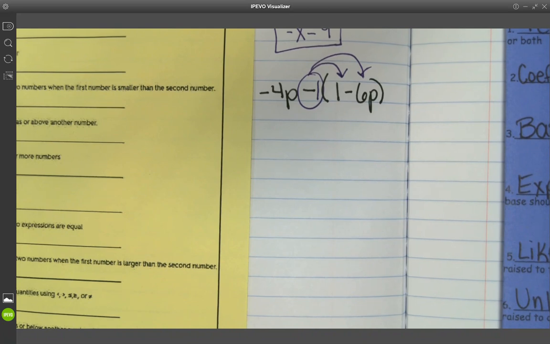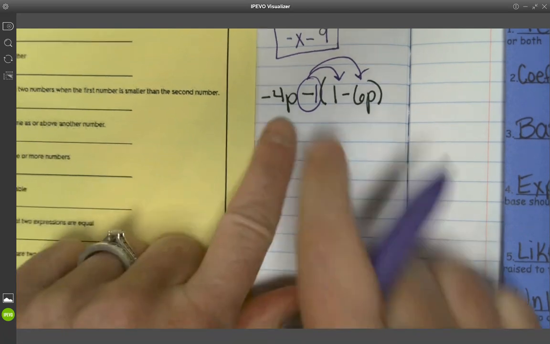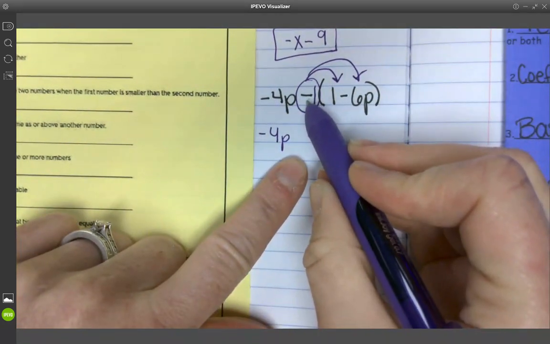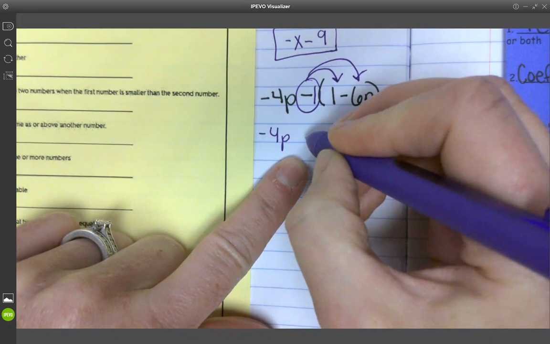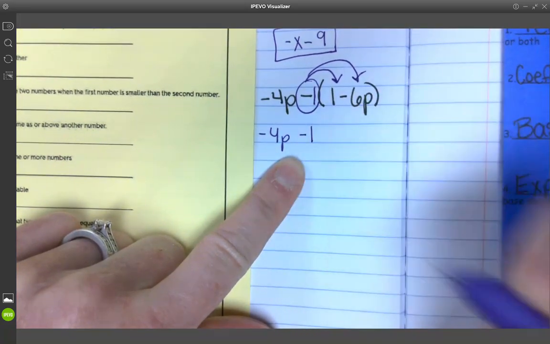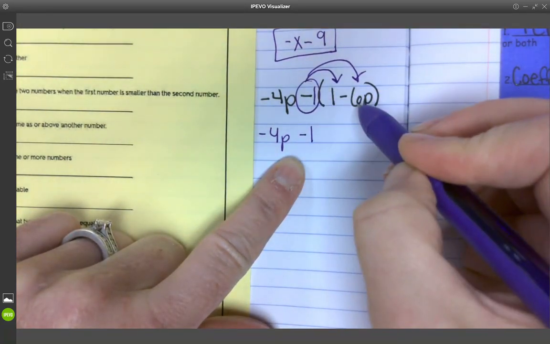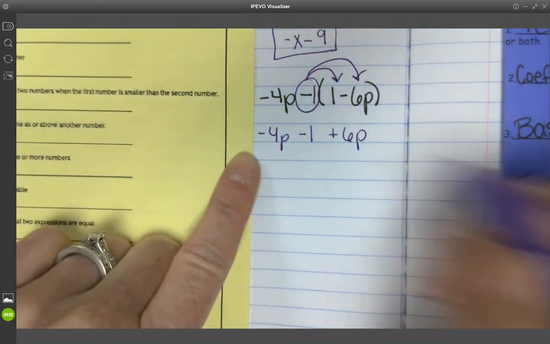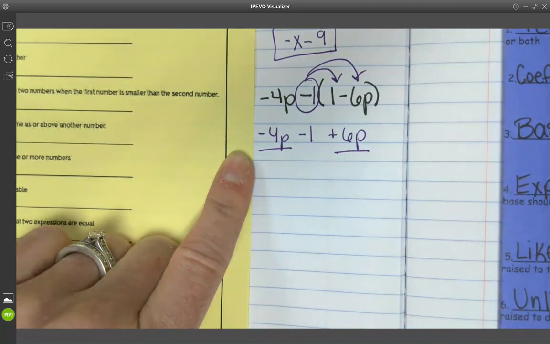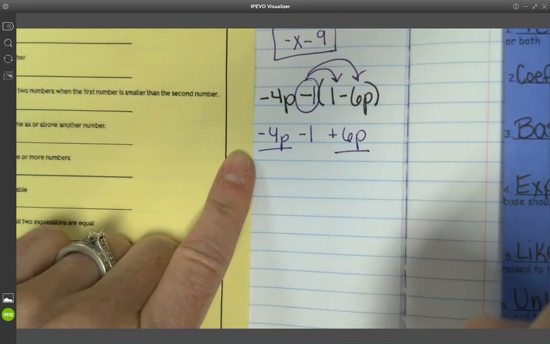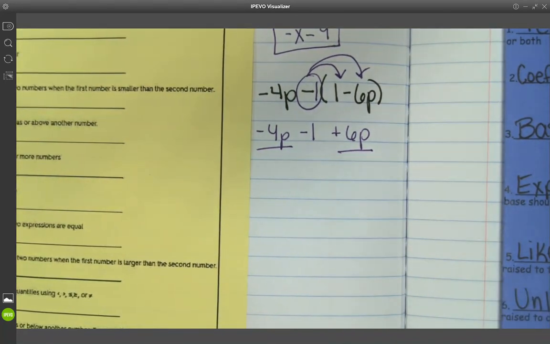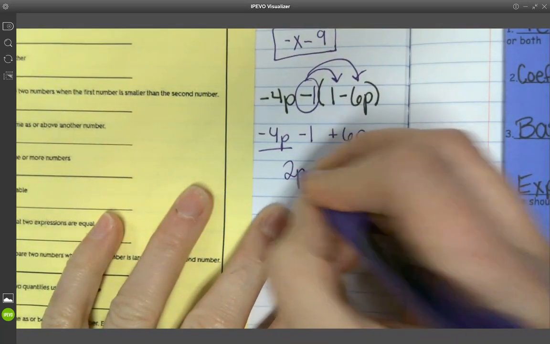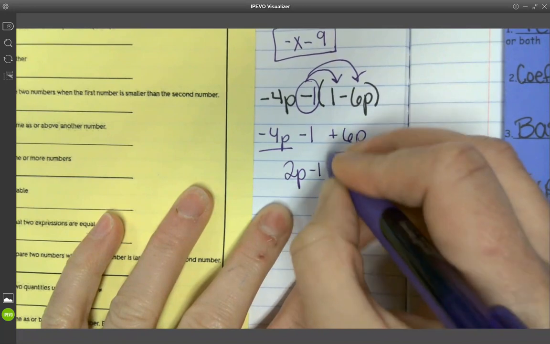All right, so don't forget we're multiplying whenever we're distributing. We're just going to carry down this 4p here. Negative 1 times a positive 1 is a negative 1. Negative 1 times a negative 6 is a positive 6p. Then you combine your like terms, just the p's. So negative 4 and a positive 6. Remember, different signs we subtract and we keep the sign of the larger. So it'll be 2p and then just carry down the minus 1.